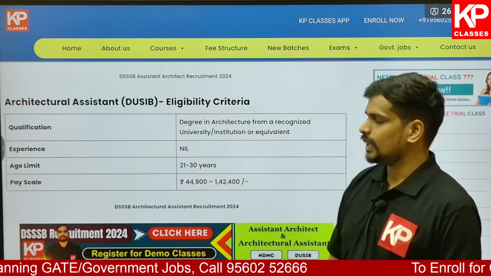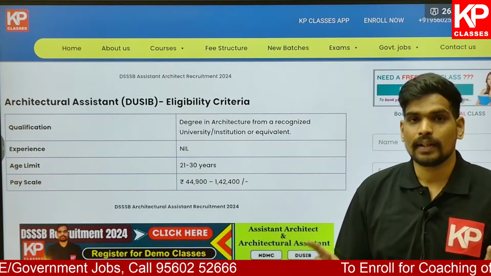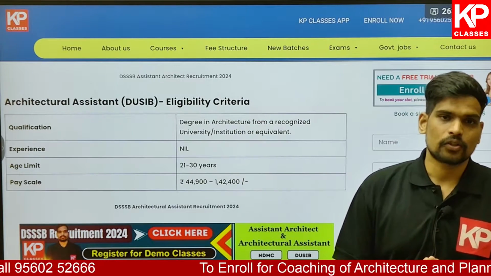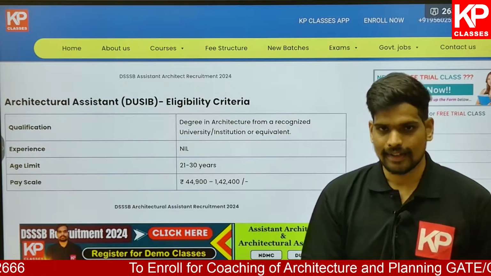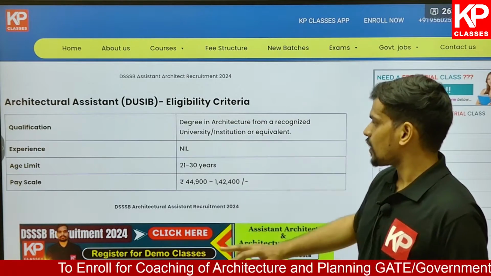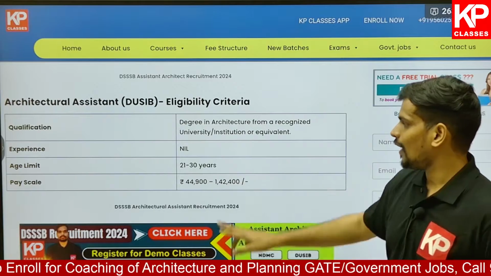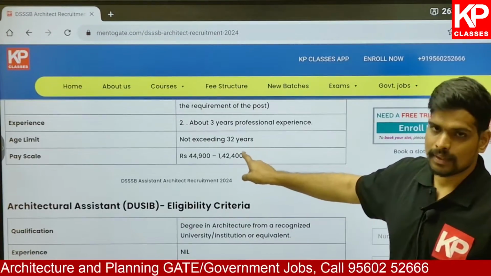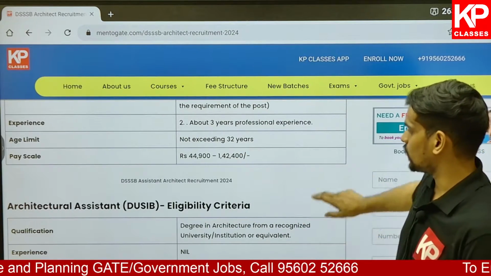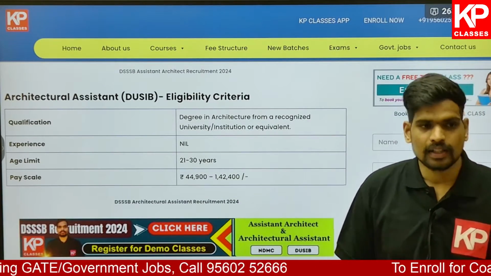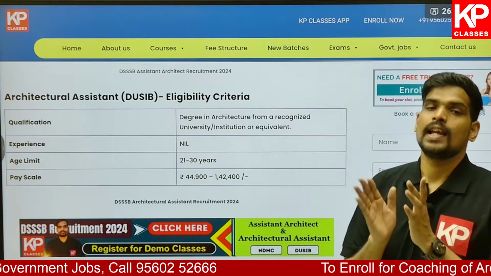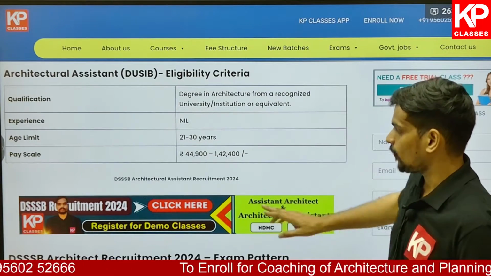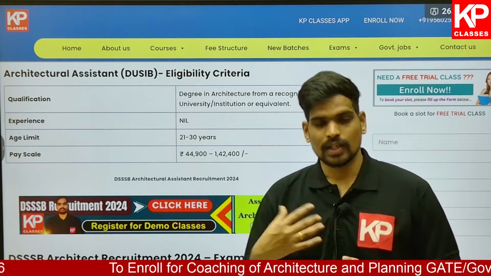As far as DUSIB, the Delhi Urban Shelter Improvement Board, there's no requirement for any experience. You should just have a bachelor's degree in architecture from a recognized university. Basically, it should be a COA recognized course, ideally. So that's the educational qualification, and there's no experience required. The age criteria here, however, is only 30 years. For the NDMC post, the age requirement is 32 years because there's experience also mentioned. Here, there is no experience required for DUSIB, where there are 4 posts, and the age criteria is 30 years. And the pay scale is the same for both the posts of architectural assistant and assistant architect of NDMC and DUSIB.